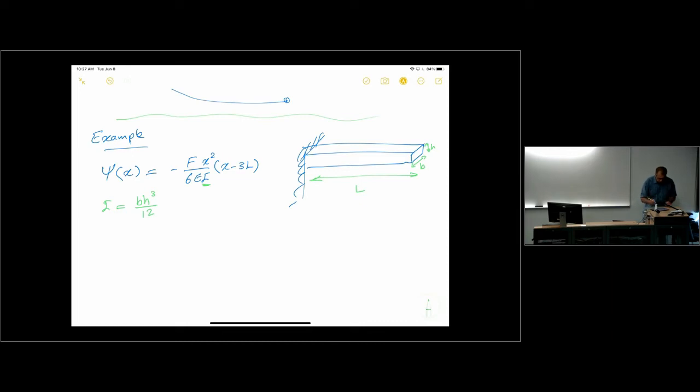So knowing all that, I can then see that psi of x is minus F x squared divided by, so I will have a 2 up here, E times BH cubed, times x minus 3L. Okay, so this is the deflection equation.